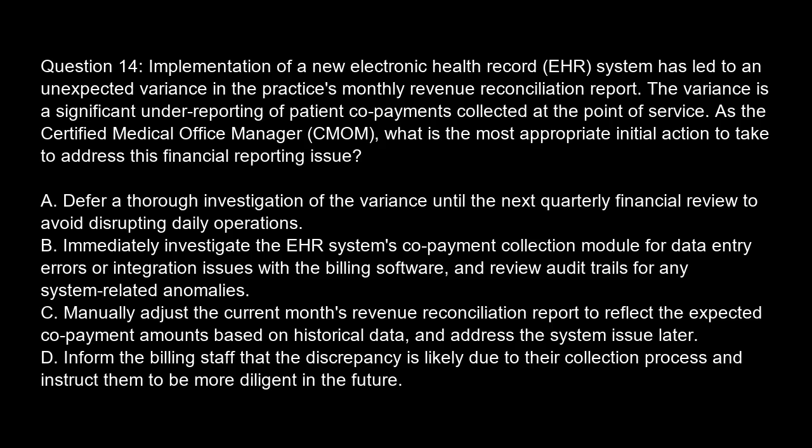Option B. Immediately investigate the EHR system's co-payment collection module for data entry errors or integration issues with the billing software, and review audit trails for any system-related anomalies. Option C. Manually adjust the current month's revenue reconciliation report to reflect the expected co-payment amounts based on historical data and address the system issue later. Option D. Inform the billing staff that the discrepancy is likely due to their collection process and instruct them to be more diligent in the future.